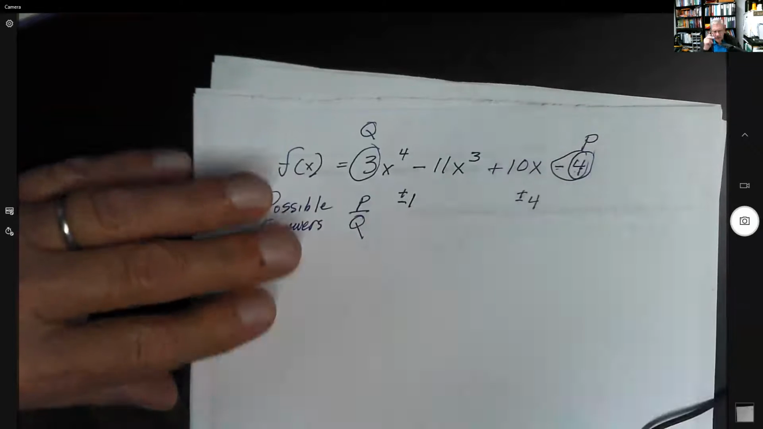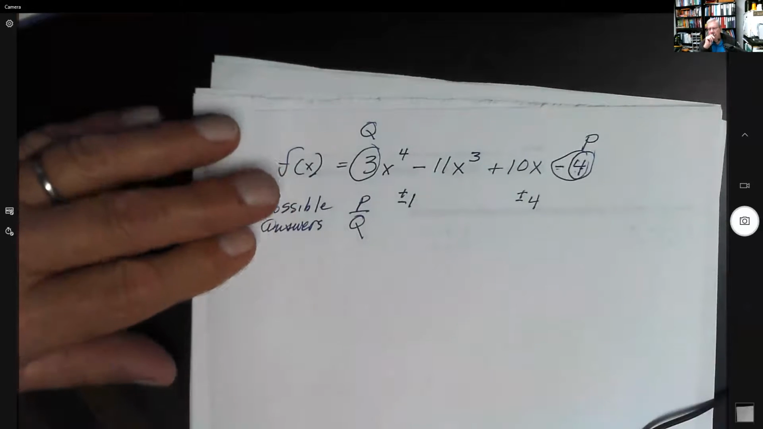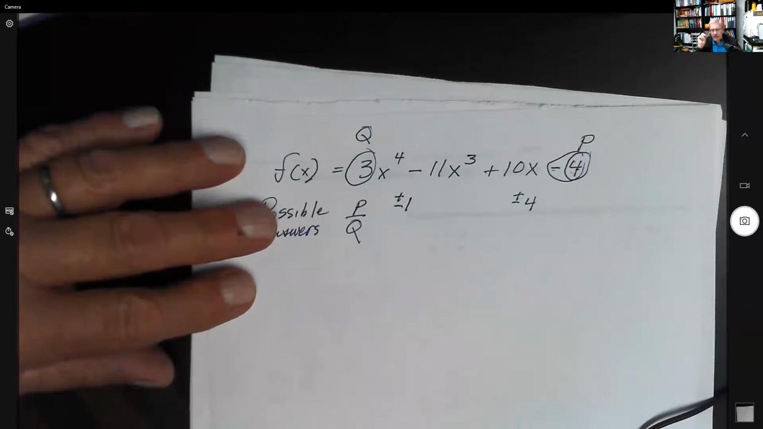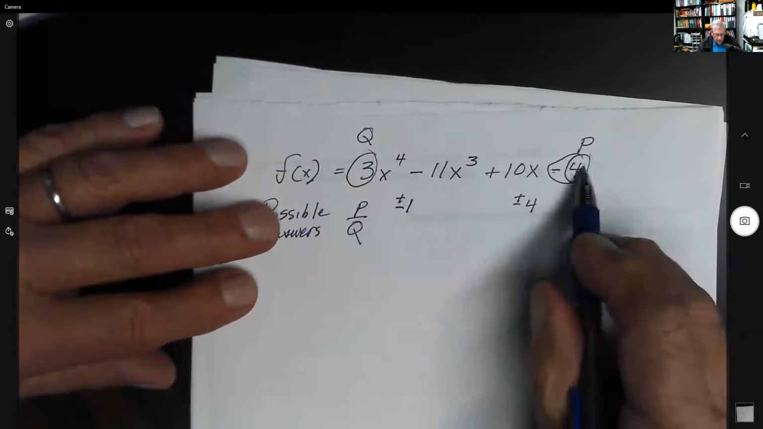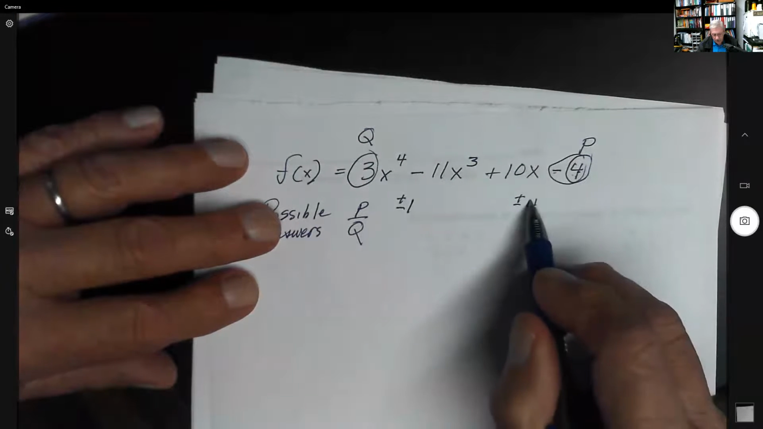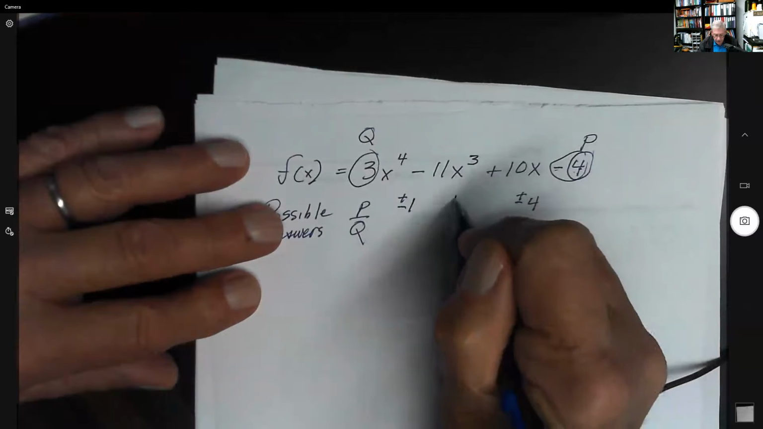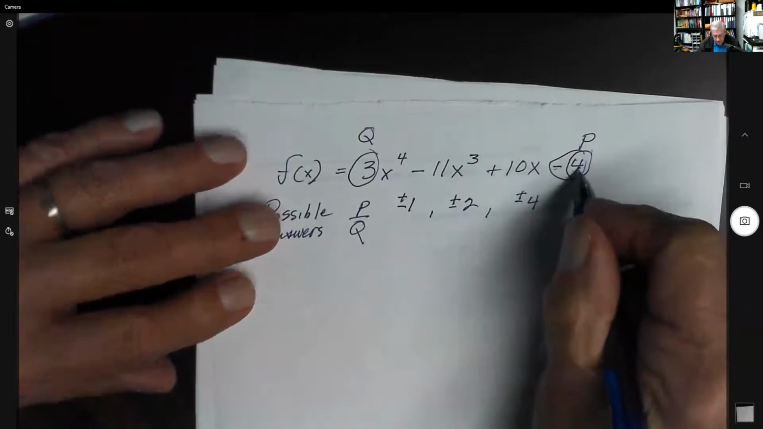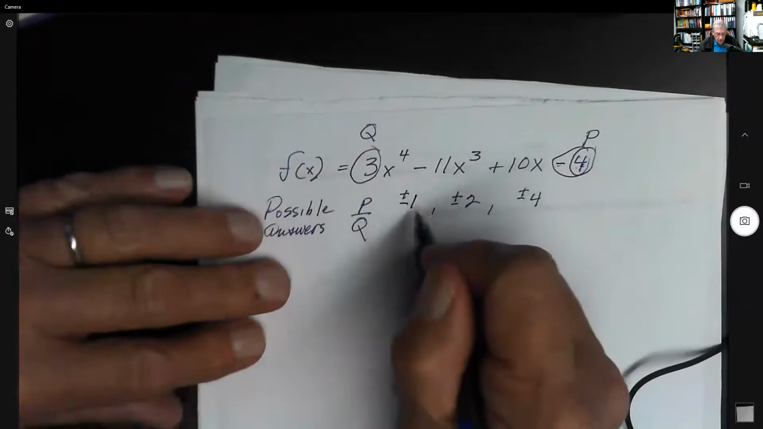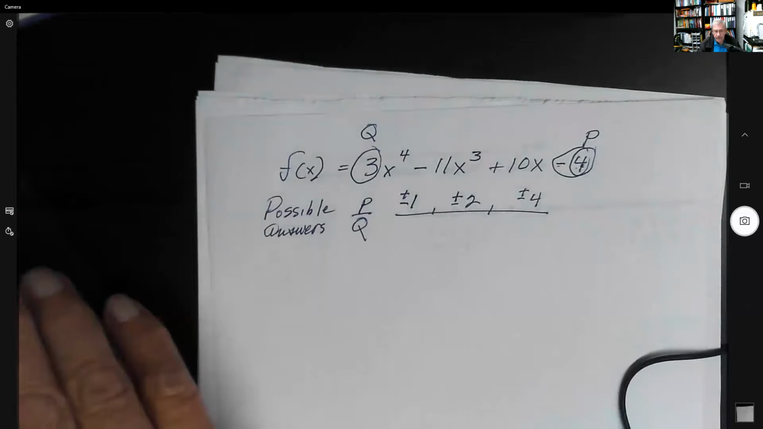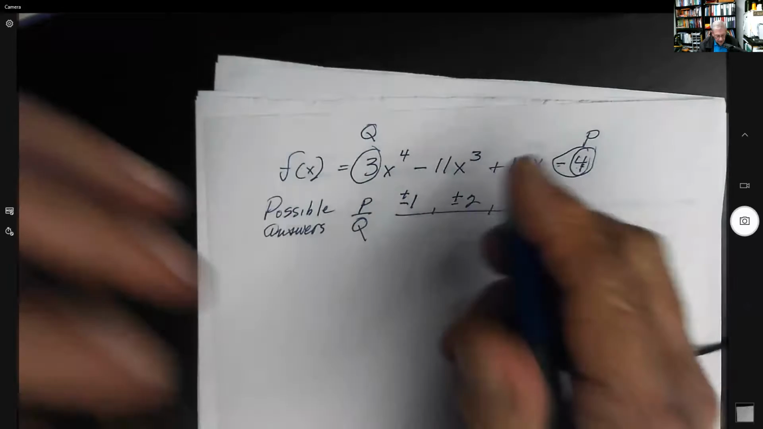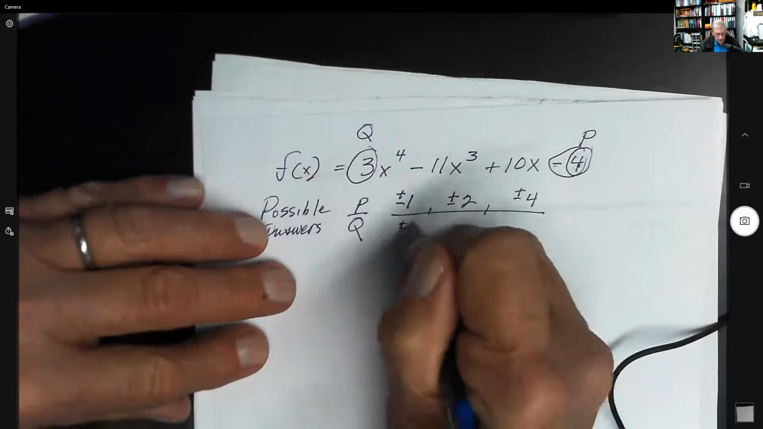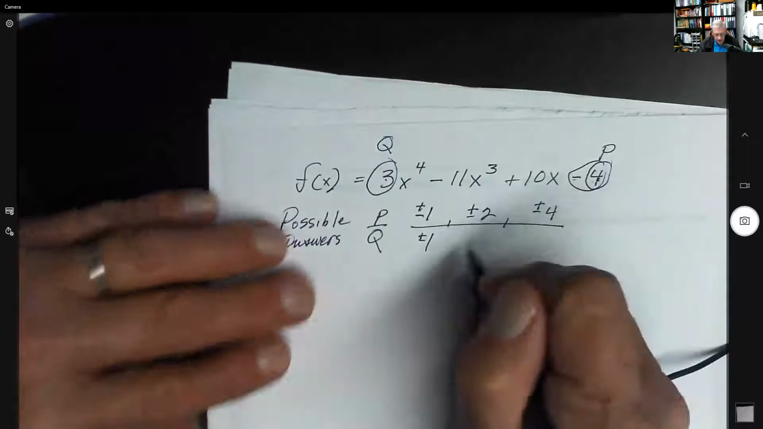Is there another number that would go into 4 evenly? You can divide 4 by 1. You can divide 4 by 4. You can divide it by 2, plus or minus 2. So those are called the factors of 4. What are the factors of 3? Well, you can divide it by 1, and you can divide it by 3.